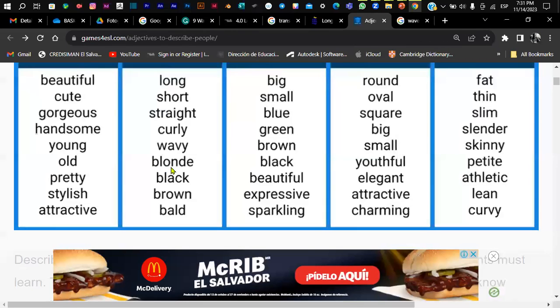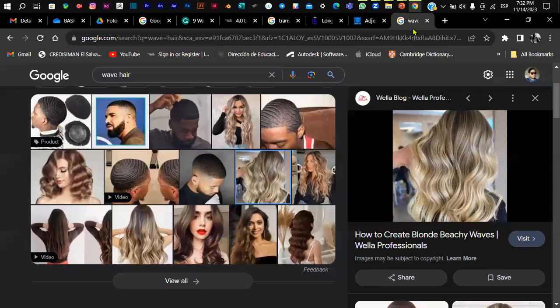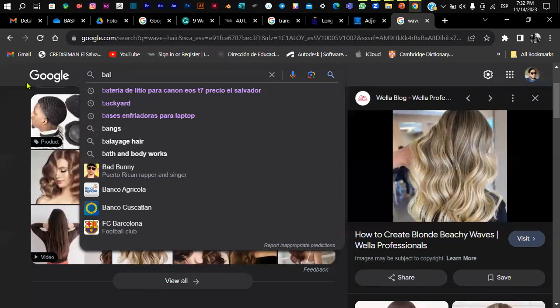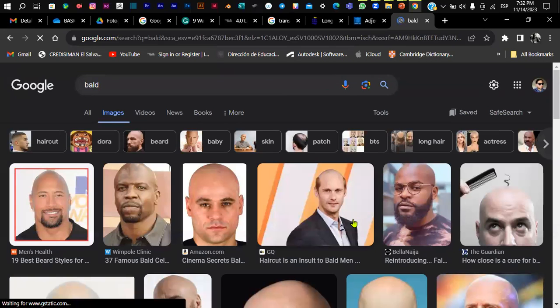Next. Blonde. What is blonde? Rubia. Rubia, yes. Black. Negra. Black, negro. Brown. Brown. The color. Brown. Yes. Brown. Coffee. Café. And bald. What is bald? Pelón.